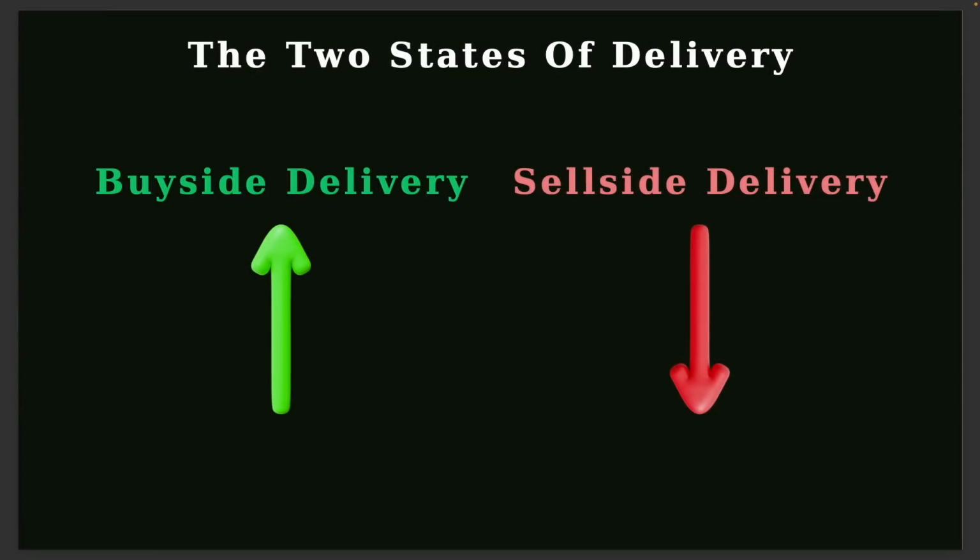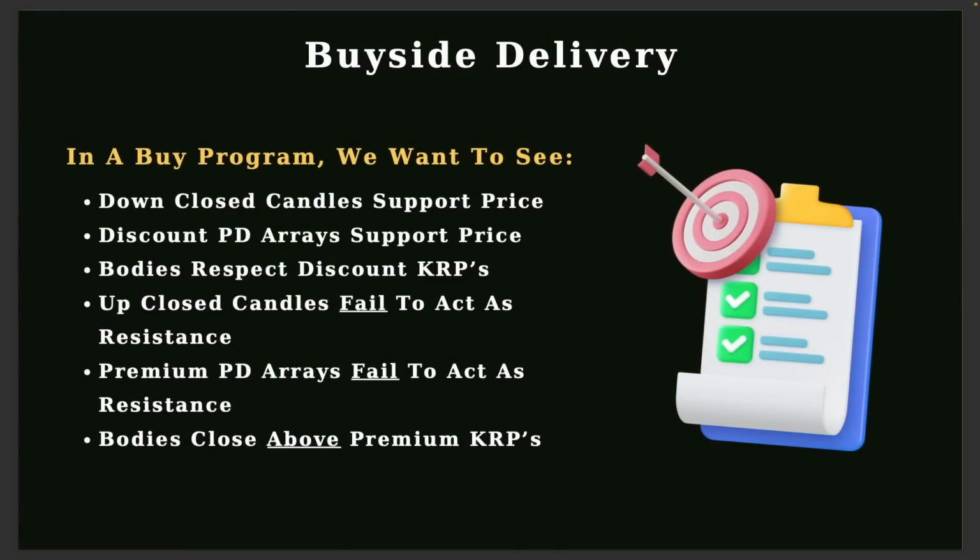So like I mentioned, we need to make the complex simple. So let's lay a simple, easy to understand foundation before we continue into the advanced concepts. The algorithm has two states of delivery. Number one, Buyside Delivery. Number two, Sellside Delivery. And there's ways where we can identify if we're in a state of Buyside Delivery or a state of Sellside Delivery. In a buy program, these are some of the things that we want to see.